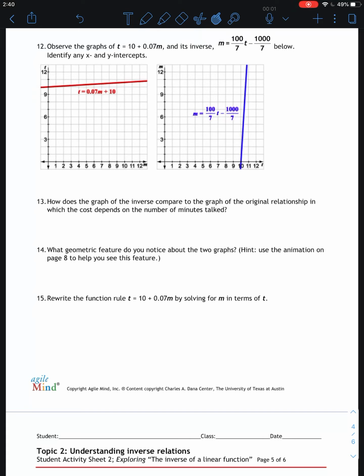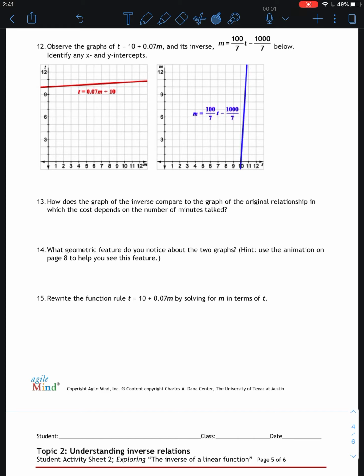Number 12, it says observe the graph of t equals 10 plus 0.07m, and its inverse, m equals 100 over 7t minus 1,000 over 7. Both of those are graphed below, and it wants us to compare those two graphs, identify the x and the y intercepts on both. Well, the two graphs are both linear functions. They're both lines.